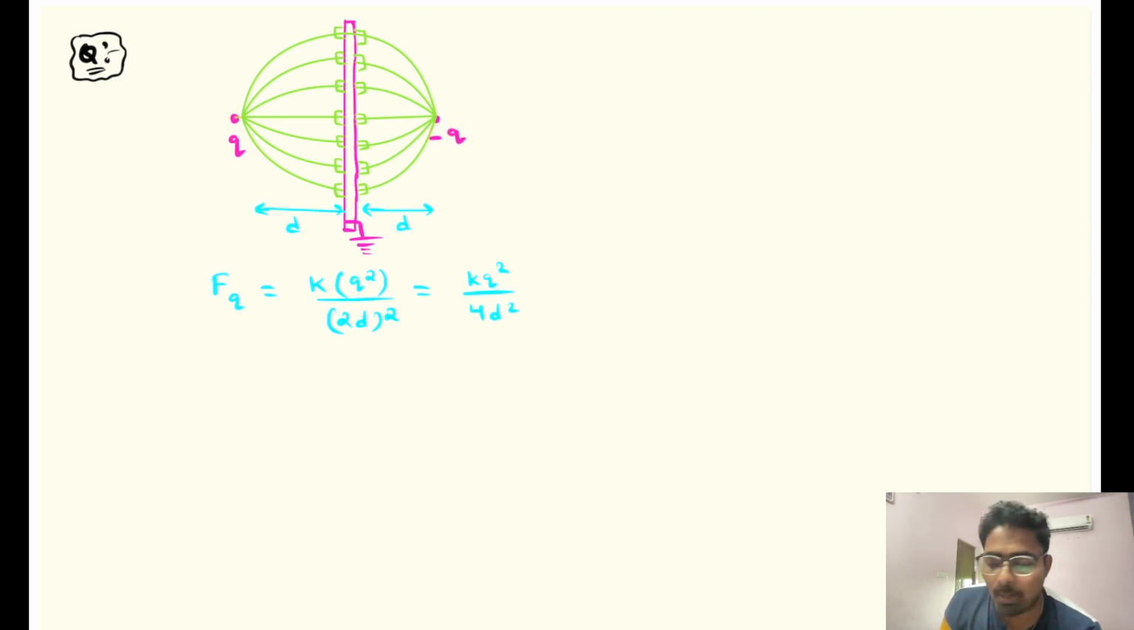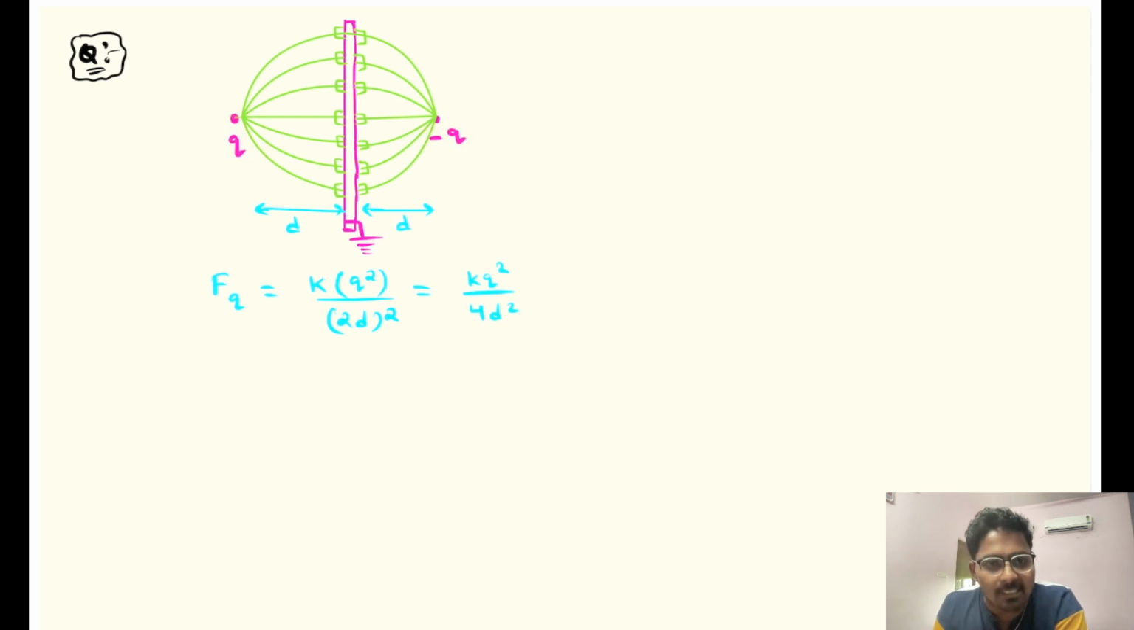Then again you might be thinking, sir, this is not the case that they have asked. But as I said, it's an equivalent system, right? That's what we'll be doing in R equivalent and finding C equivalent, or L equivalent, all that stuff. Equivalent means the same system, the system which can produce the same results as the original system. Whatever the original question is, I have transformed into a different question. So this is the force acting on this q charge due to this minus q charge.